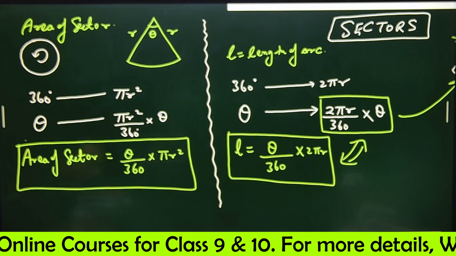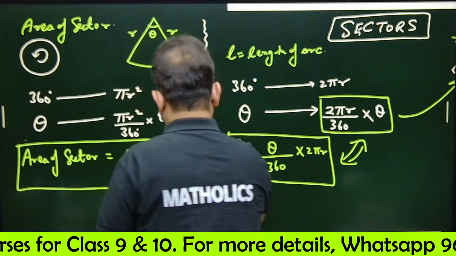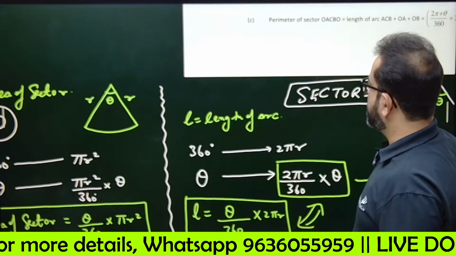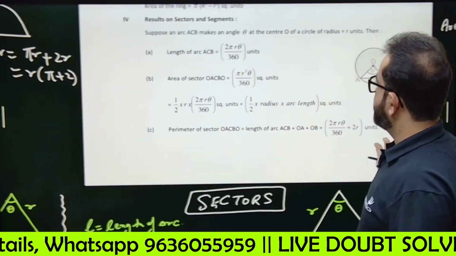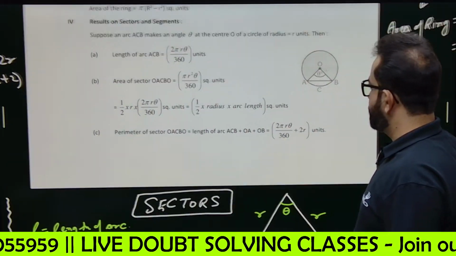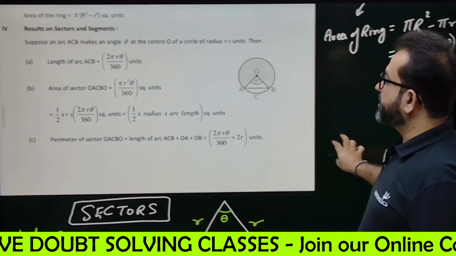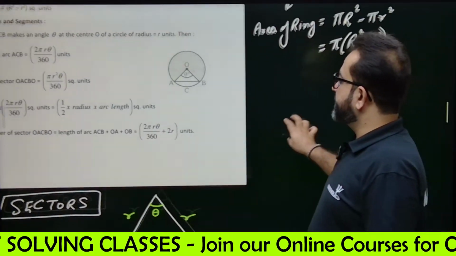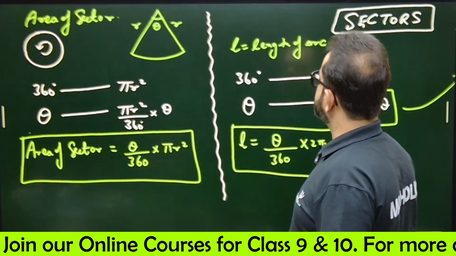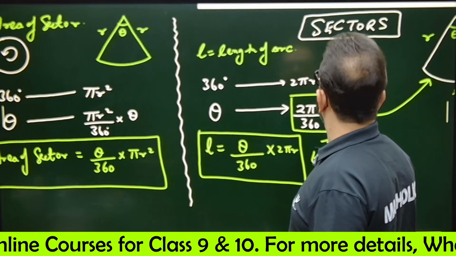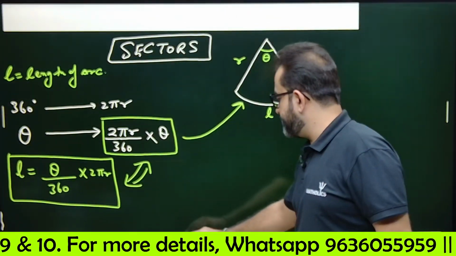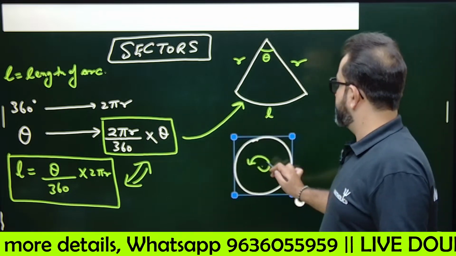Okay, so this was about length of arc and area of sector. And perimeter of sector. If we talk about perimeter of sector, what will it be? If I tell you to find the perimeter of sector, how will you find it?